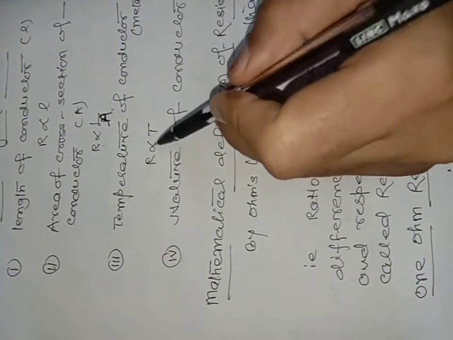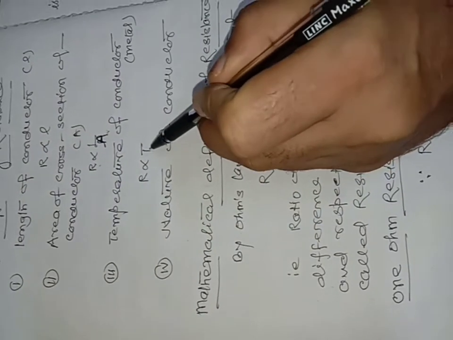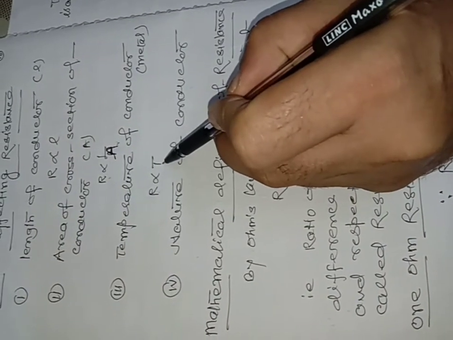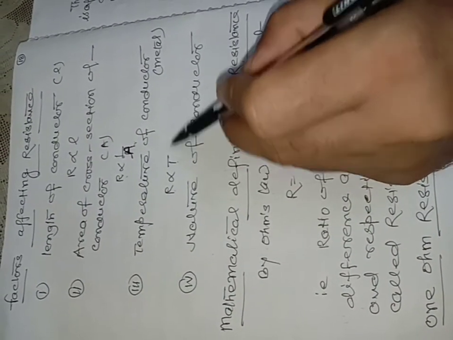Temperature of the conductor. As the temperature of the conductor increases, resistance also increases. Why so? If the temperature of the conductor increases, then the kinetic energy of the charge carriers gets increased.